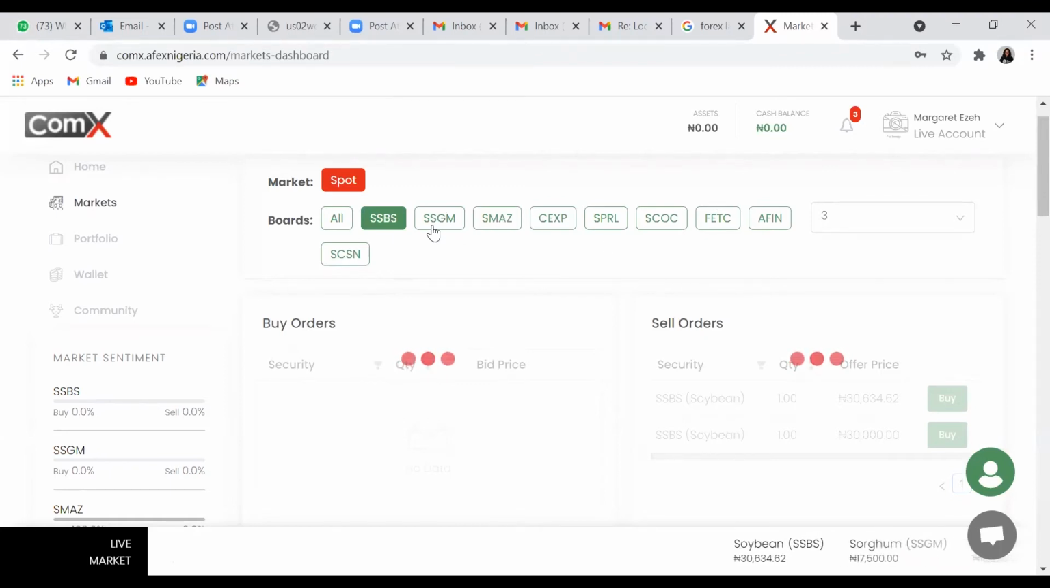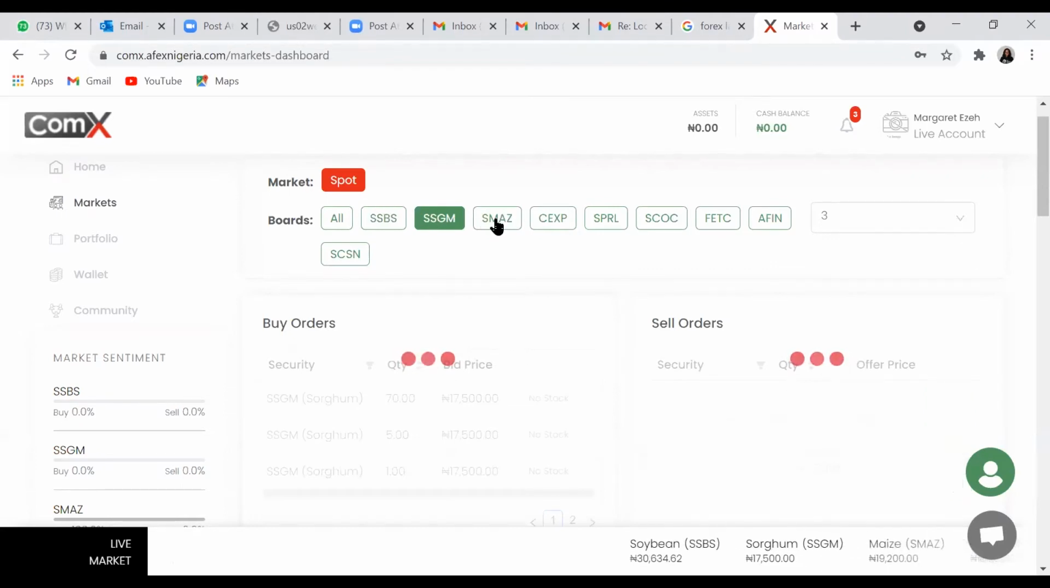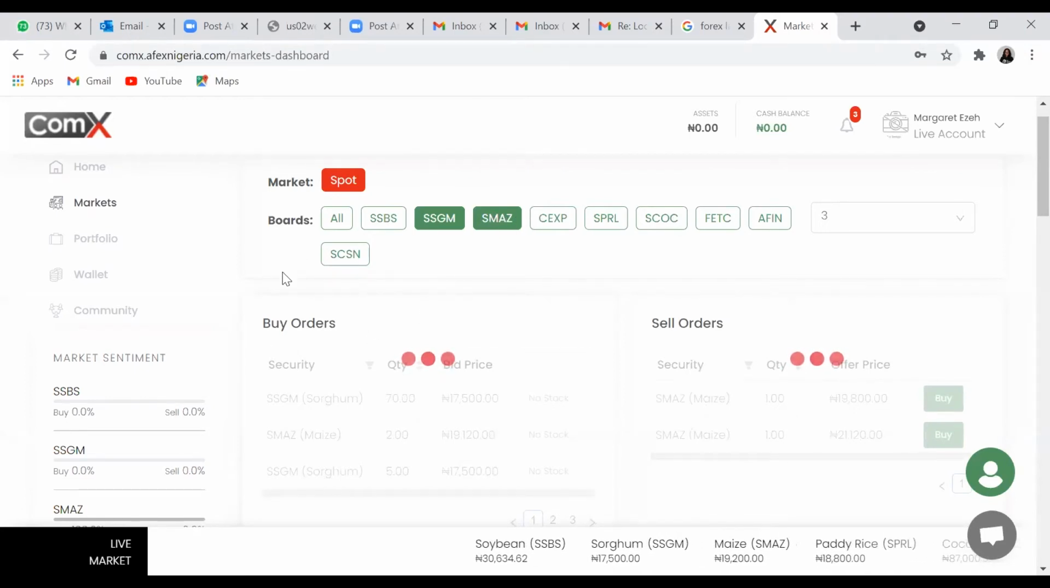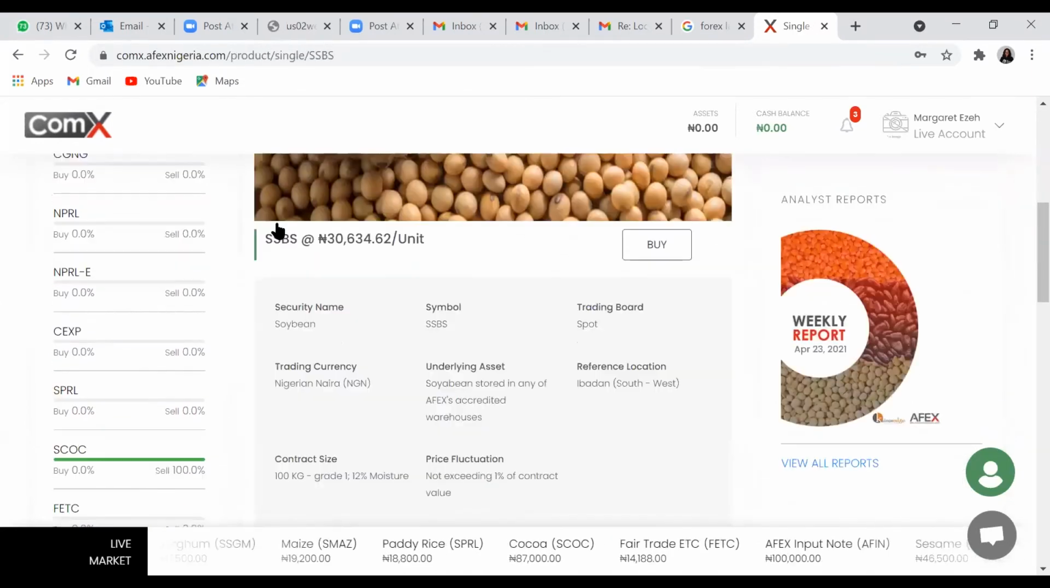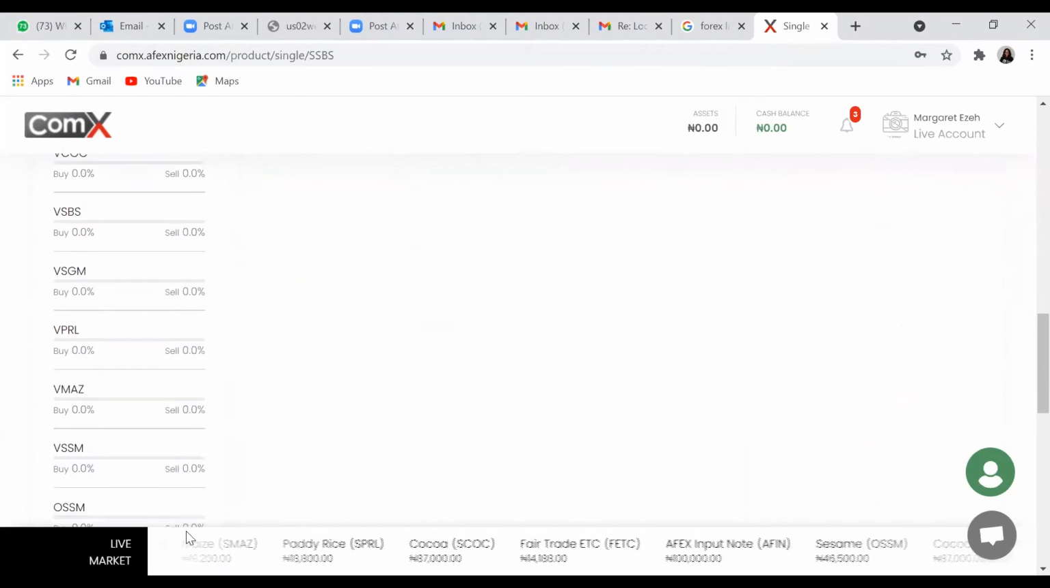If you want sorghum, you click here. Basically the same thing. If you want maize, you click on maize here, and the orders would reflect, and you just make a purchase. So Idaya, please carry on with the questions you were answering.